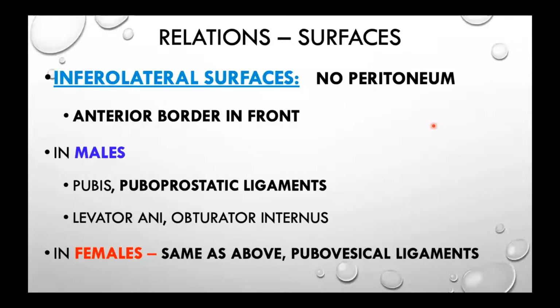In males, the pubis as well as the puboprostatic ligaments and the levator ani and obturator internus are related with the inferolateral surfaces. In females, the pubis, levator ani, and obturator internus are related. Instead of puboprostatic ligaments, the females will have pubovesical ligaments.